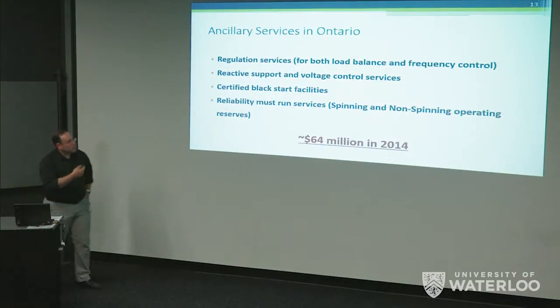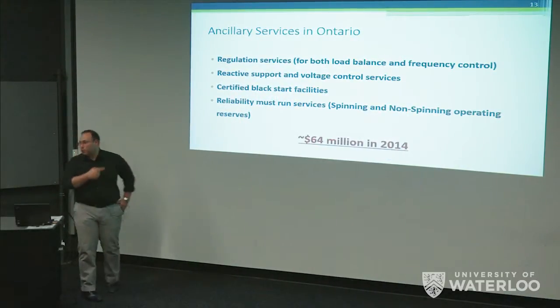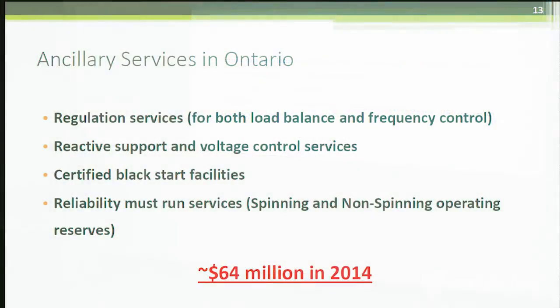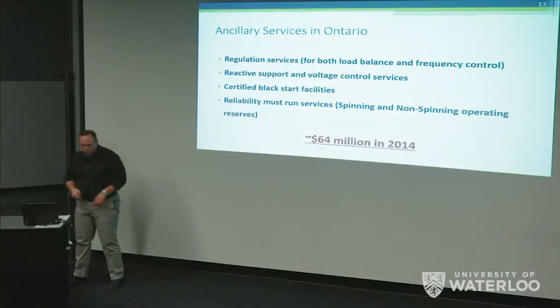Ancillary service in Ontario: in 2014, $64 million was spent on ancillary service directly, other than everything else. The kinds of services that Ontario looks for include regulation service, which includes frequency control, spinning reserve, and reactive power. Then you have black start services, certified service, which is a generator that can act as a black start turbine, and then reliability, which is spinning reserve or non-spinning reserve.